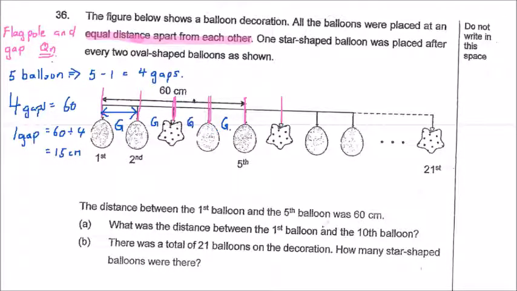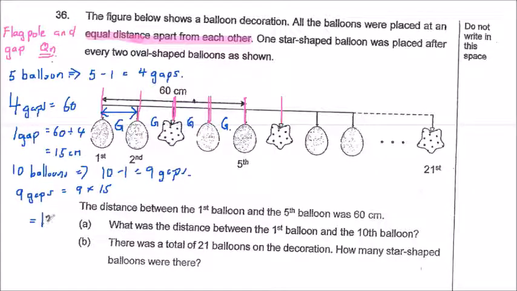So guys, how about from the first to the 10th balloon? From the first to the 10th balloon, there are 10 balloons. So how many gaps are there? There will be 10 - 1 equals 9 gaps. So guys, I want to find the distance of 9 gaps. Isn't it 9 times 15? Okay, 9 times 15, that's how I get 135. Sorry, just now I missed out a 1. 135 cm. Okay, for part A.